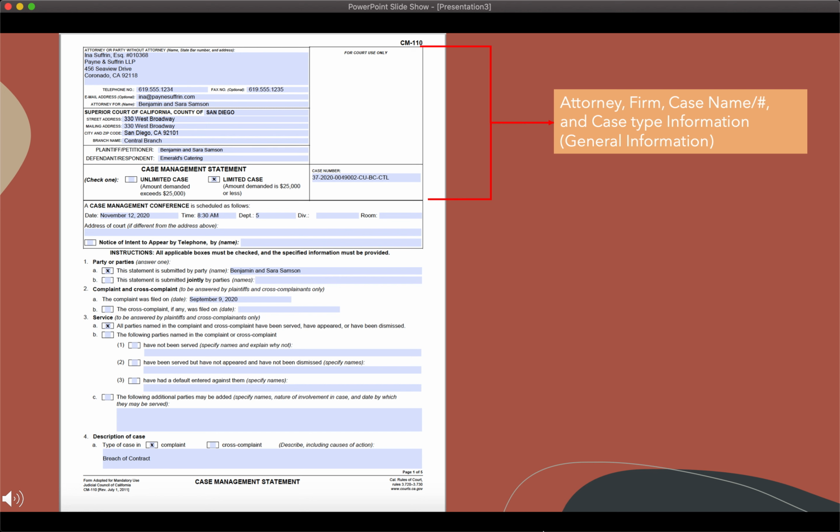To be consistent, the Sampson v. Emerald's Catering case has been classified as a limited case because the Sampsons required $25,000 in remedy as a result of the events that took place at their fundraiser. This is where the new information comes in.